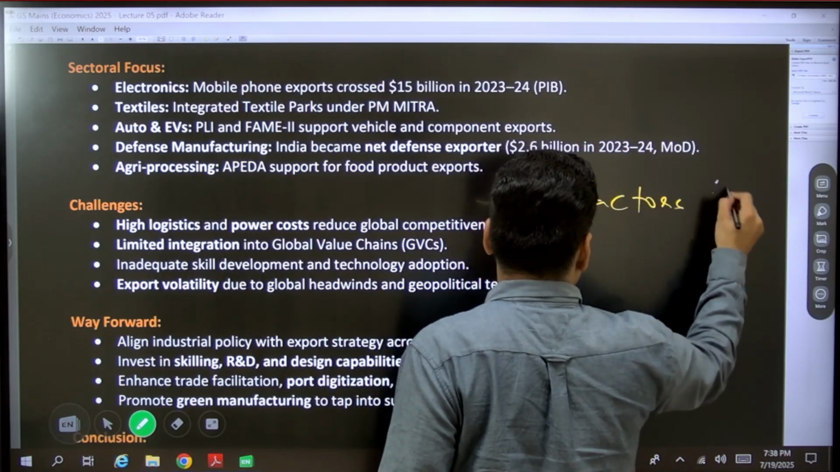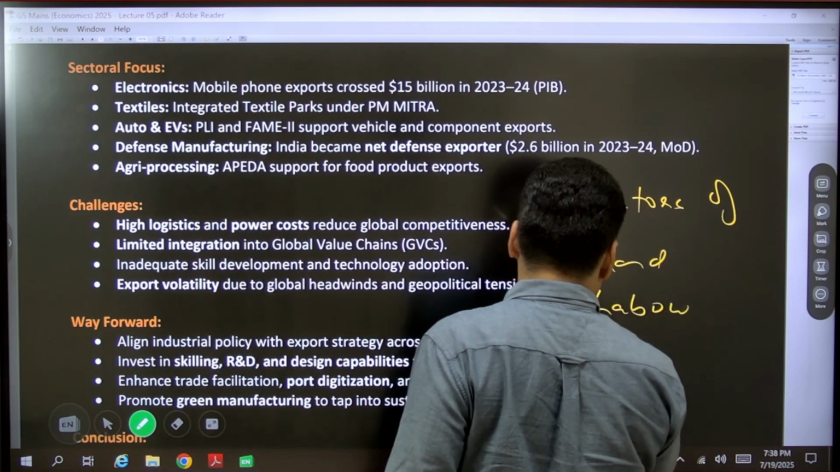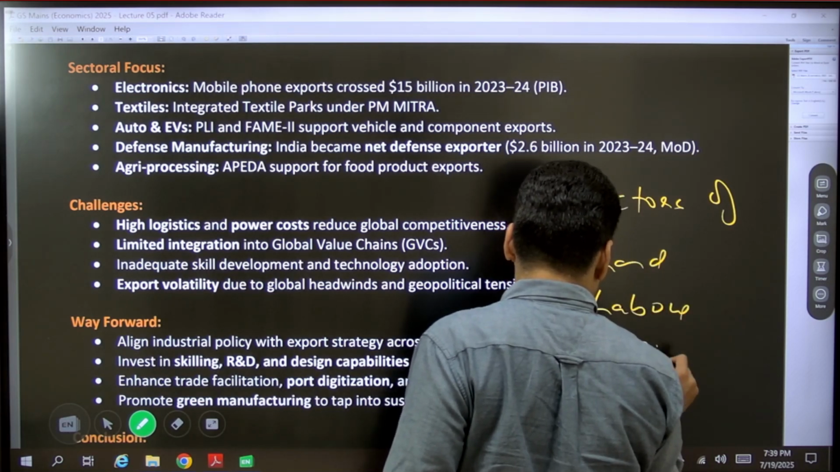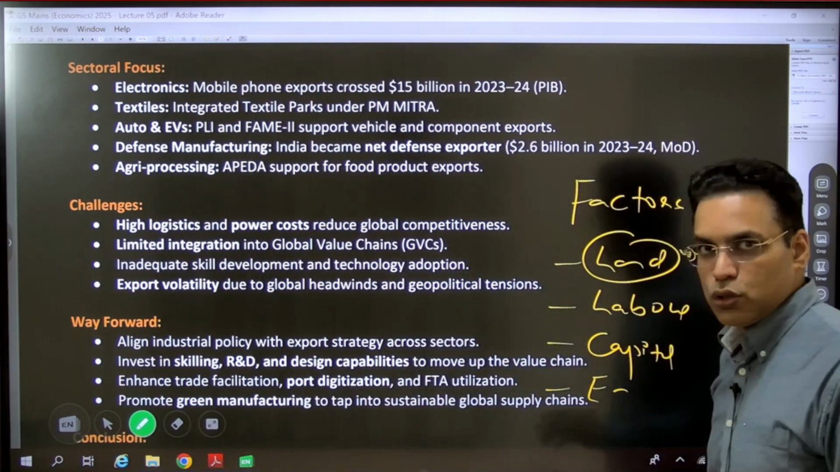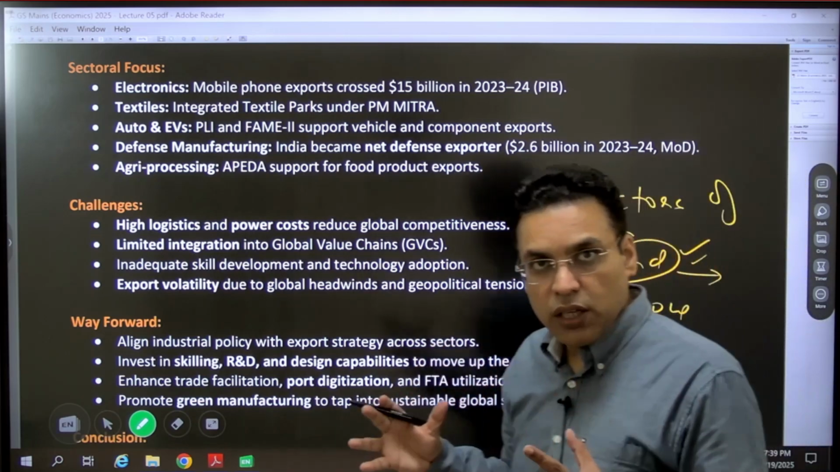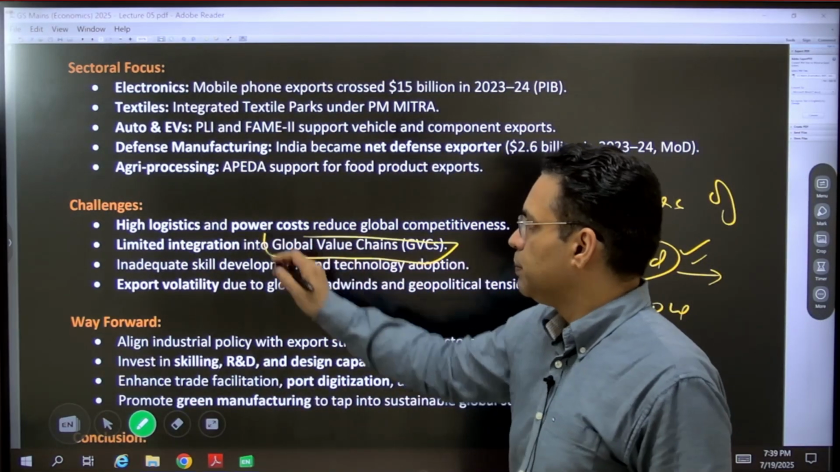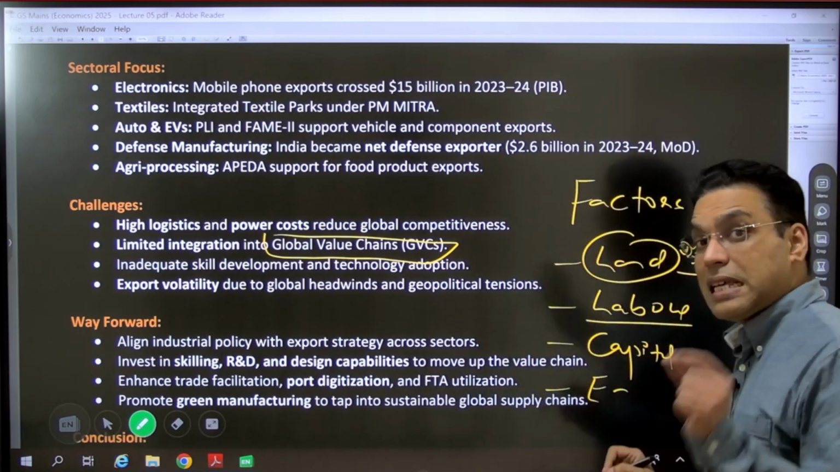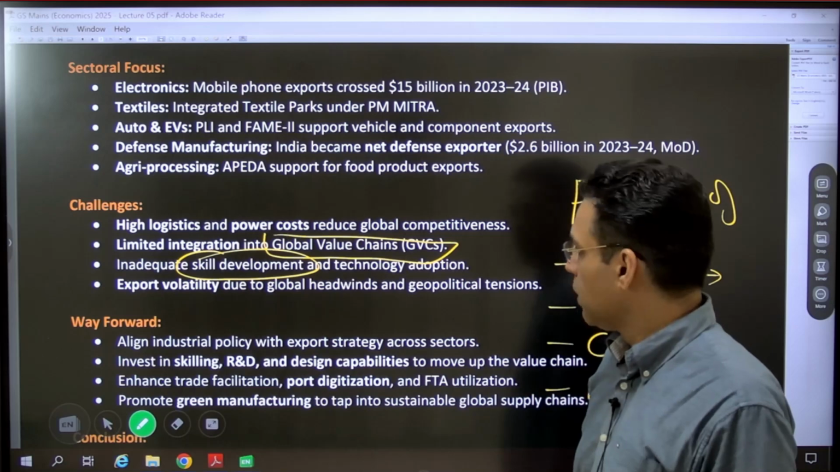So factors of production: land, labor, capital. How you remembered all this? Okay, entrepreneurship. Now land acquisition is difficult in India, so manufacturing is the problem. Also in India, infrastructure is weak, so logistic cost is higher. We have limited integration with global value chain. The labor is relatively less skilled, so inadequate labor skill development.